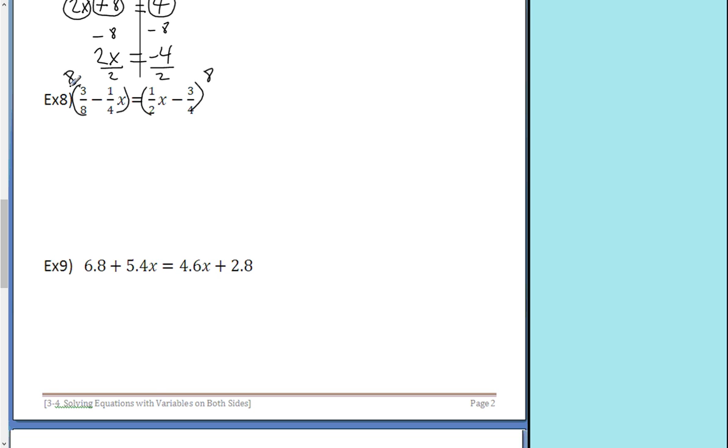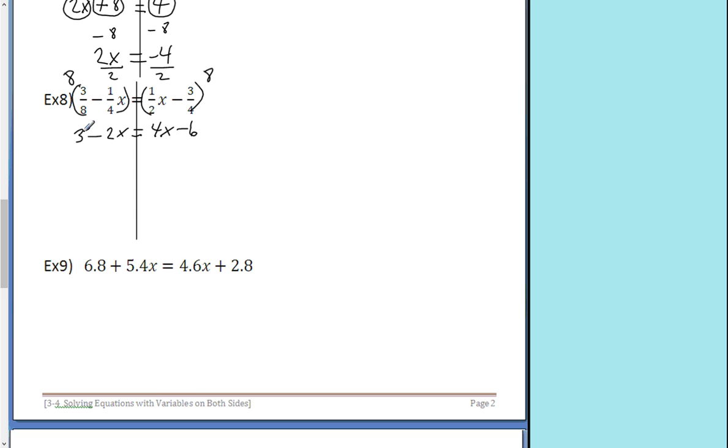So 8 divided by 8 is 1, times 3 is 3, so I'm left with 3 minus 8 divided by 4 is 2, and 2 times the 1 is 2x. So this is 2x equals 8 times a half is 4x, and then 8 divided by 4 times 3 is 6, so minus 6. Now look how much easier that problem is now. Just by quickly multiplying everything by the common denominator, I make that problem much easier.